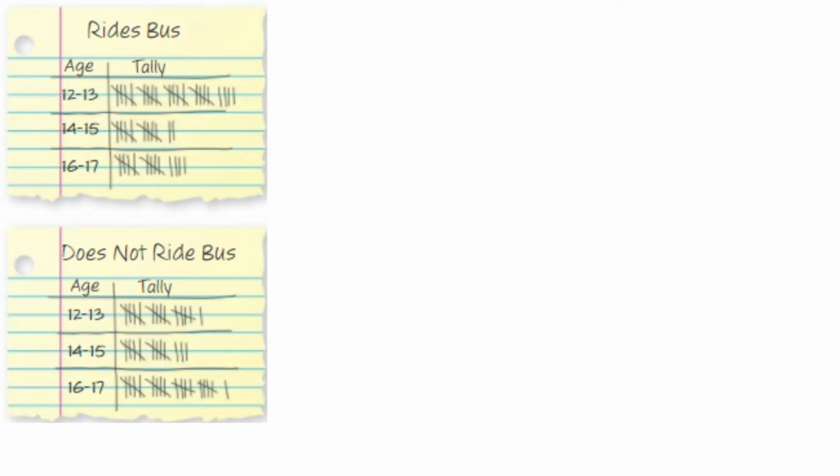All right, so here we have two sets of data for students that do ride the bus and do not ride the bus, and it's divided into separate categories of their ages, right? You have 12 and 13 years of age, 14 to 15, 16, 17. So now we're going to go ahead and create a marginal frequency table for this set of data. So go ahead and do that in your notes.